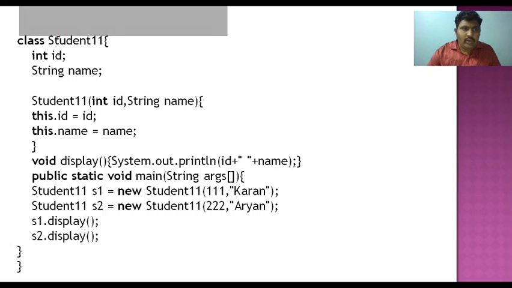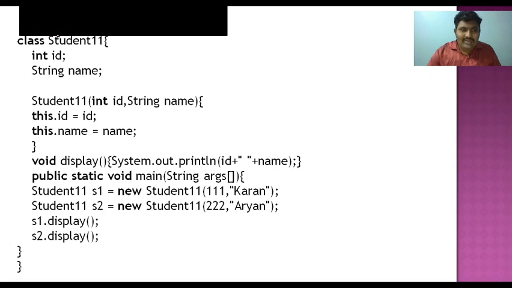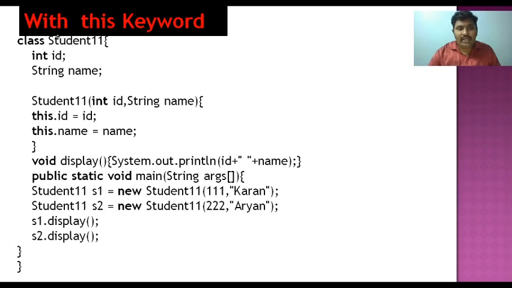We can overcome this instance variable hiding problem by using the this keyword. The this keyword points towards the current object. See here, previously we had the statement id equal to id. Now I replace it with this.id equal to id and this.name equal to name. While creating the s1 object, the constructor is called by passing the parameters 111 and Karan, and they are stored in id and name. But here what we have written is this.id equal to id. Who called the constructor? The s1 object. So this s1 object is pointed to by this.